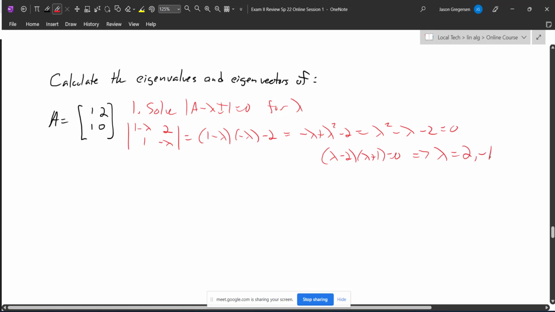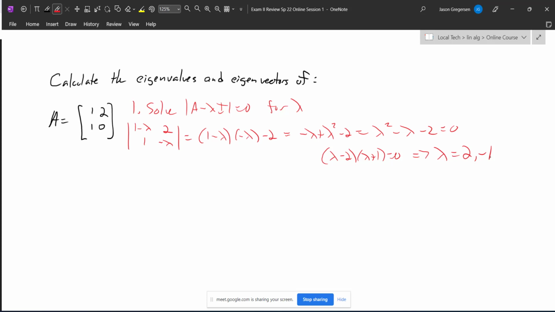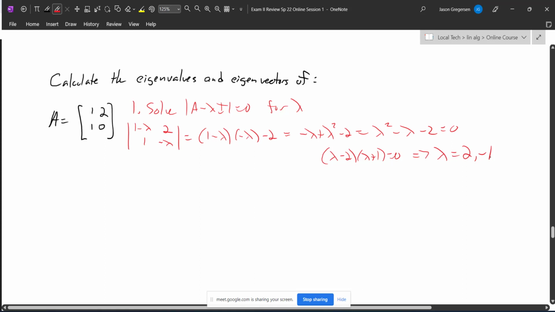So I see a lot of eigenvalues in the chat, 2, -1. I agree with those values. My work is on the screen. Those look good. Go ahead and calculate the eigenvectors. Once you have your eigenvectors, go ahead and type those into the chat.